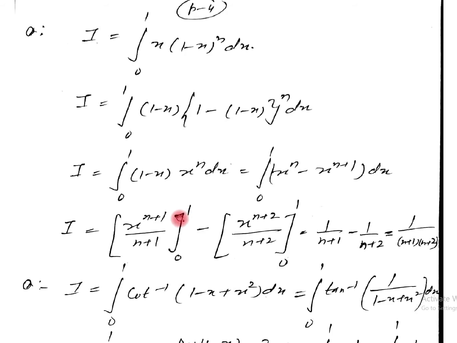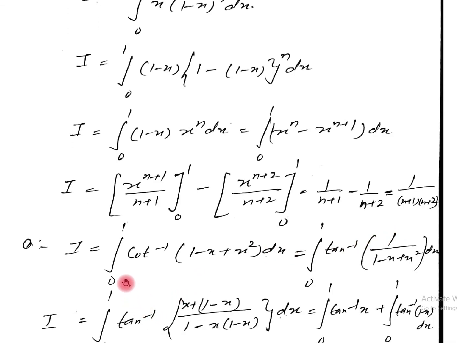x raised to power n is x raised to power n plus 1 upon n plus 1, minus x raised to power n plus 2 upon n plus 2, limits 0 to 1. By taking the limits, putting the upper limit minus lower limit in both these expressions, here I am getting 1 upon n plus 1, here I am getting minus 1 upon n plus 2. Simplifying, I am getting 1 upon (n plus 1) into (n plus 2).